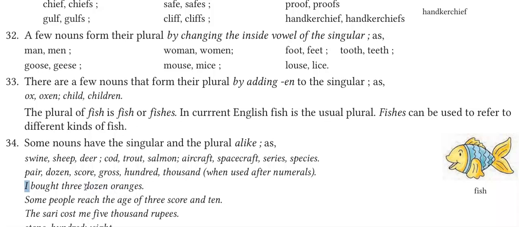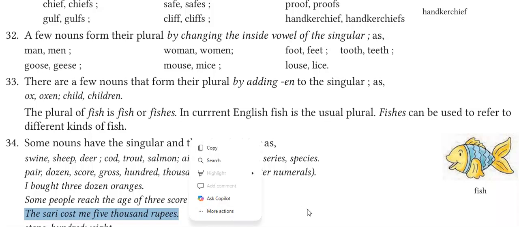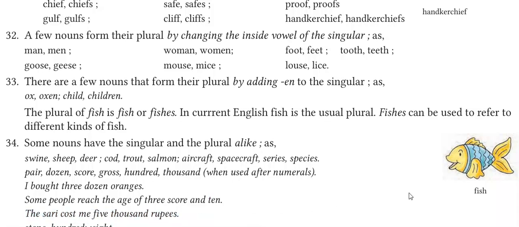For example, I bought 3 dozen oranges. Some people reach the age of 3 score and 10. This sari cost me 5,000 rupees, not 5,000s. It is just 5,000.